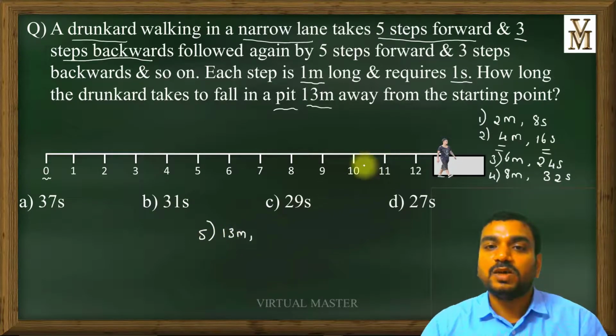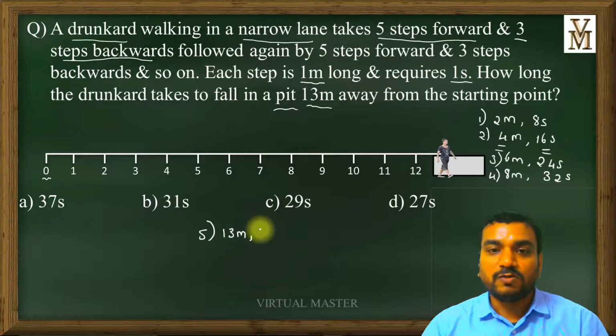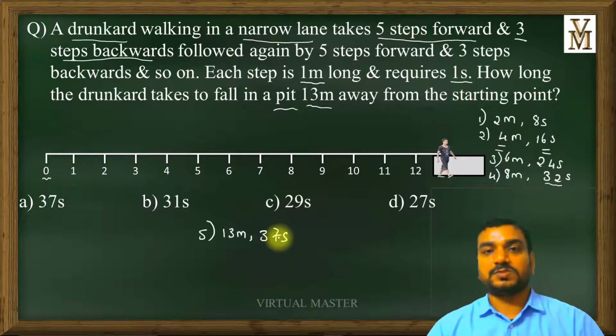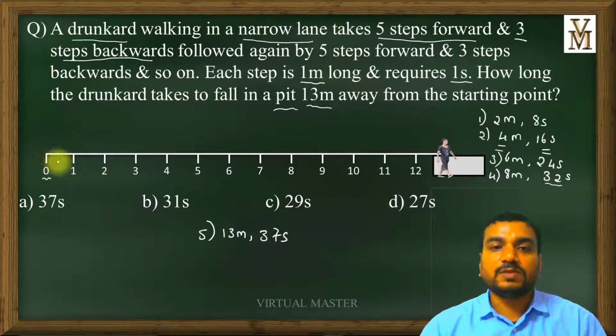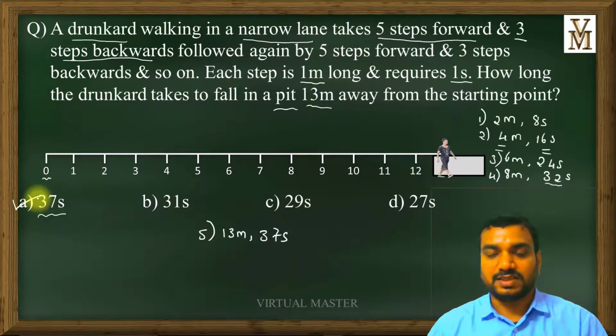How much time he takes? Only 5 seconds is required, right? From 8th position he directly falls into the pit. So 5 seconds is required. 32 plus 5 how much? 37 seconds. So for a pivot to fall in a pit from 0th position, that is 13 meter away from the 0th position, he takes 37 seconds. So the option A is correct answer.